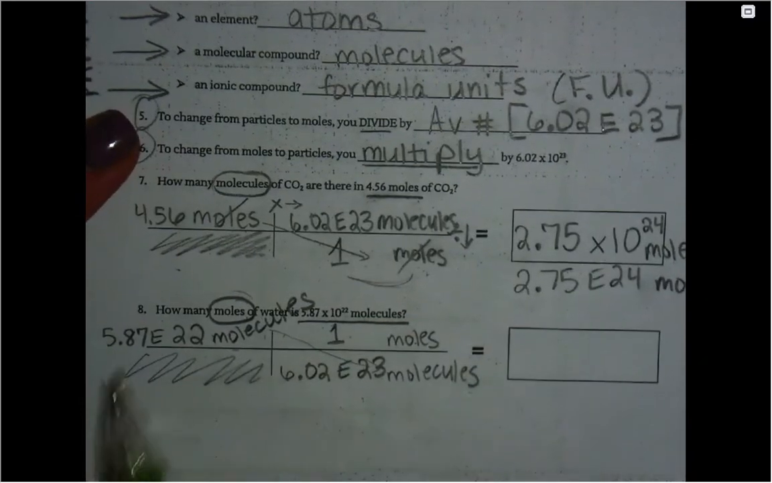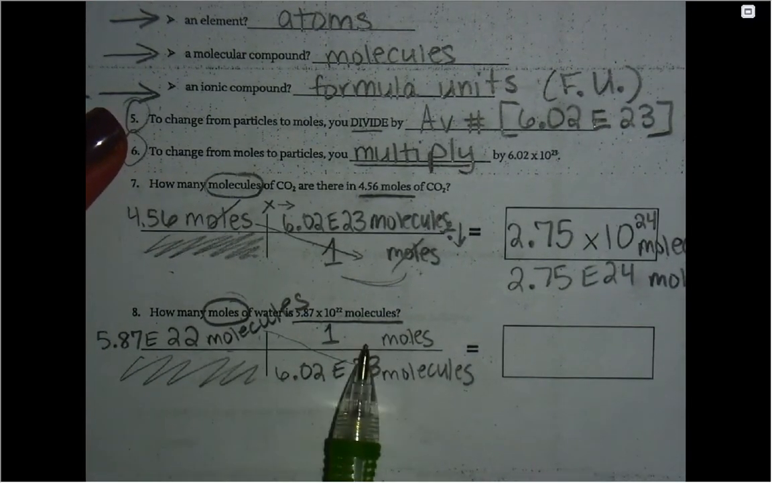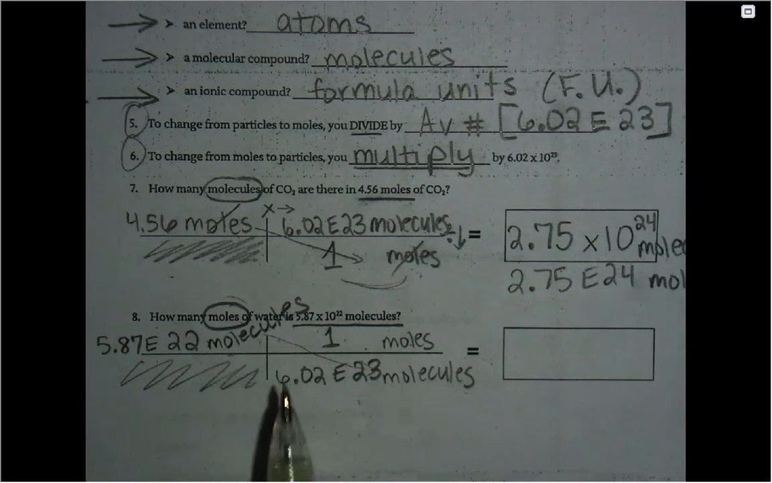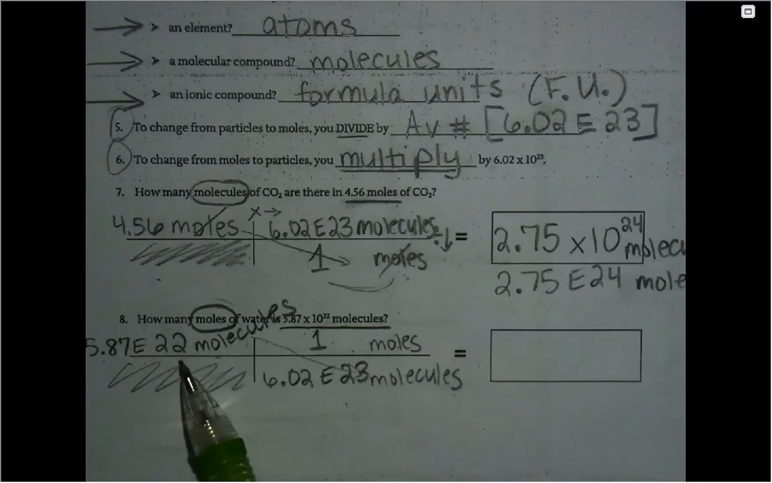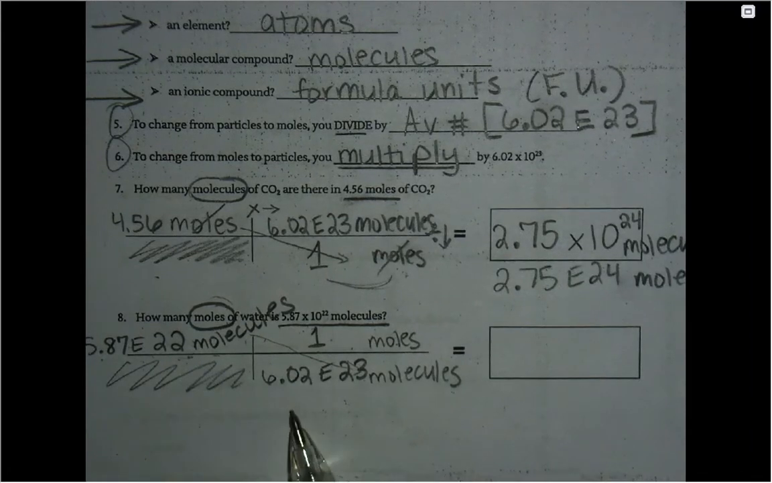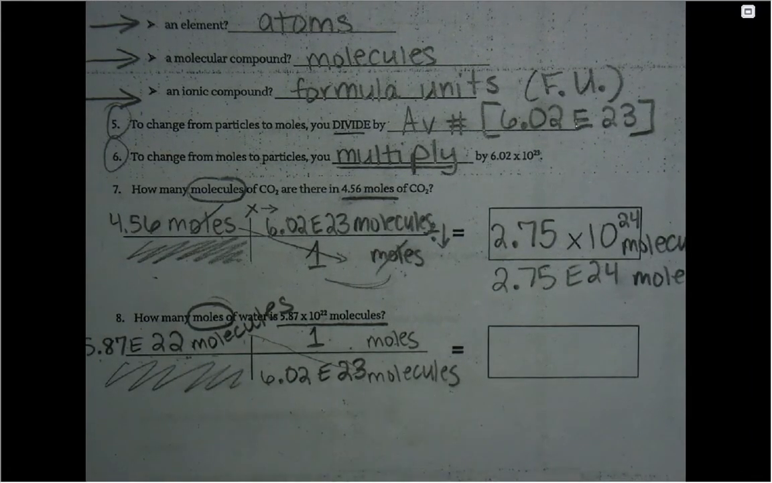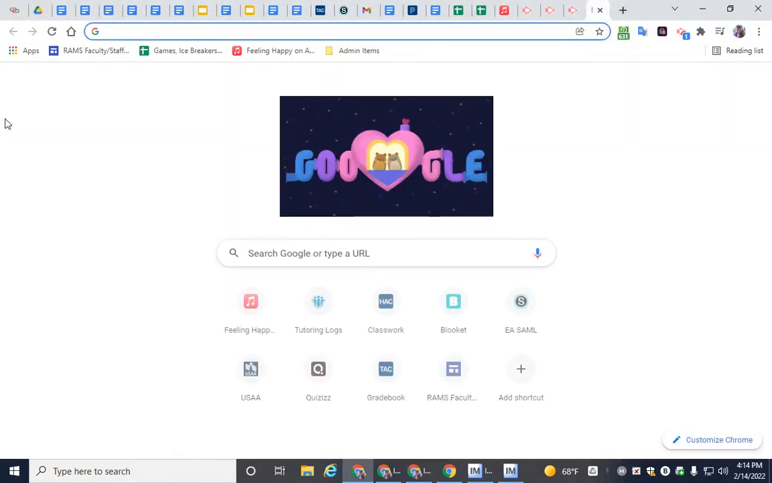Now, when you go to type this one in, we're going to go 5.87 E22 times 1 divided by this. Or do we need to do that multiplying by 1? No, because we know that it's going to equal itself. So you can just skip right ahead to 5.87 times 10 to the 22nd, or E22, divided by Avogadro's number. So go ahead and type that one in. Let's see if you get the right answer. Actually, maybe on this one, I will go ahead and show on Google.